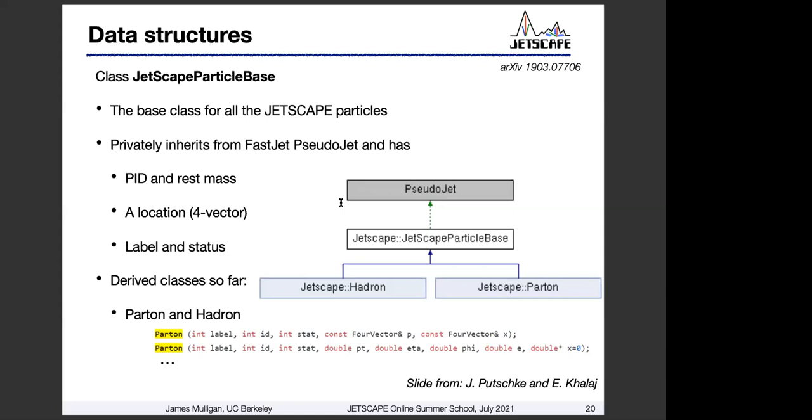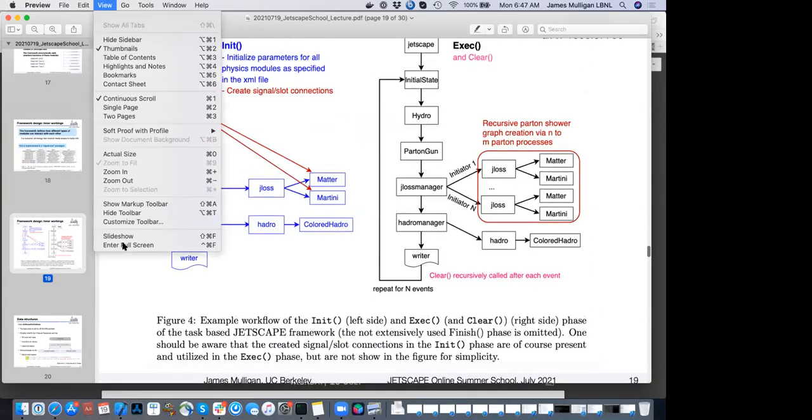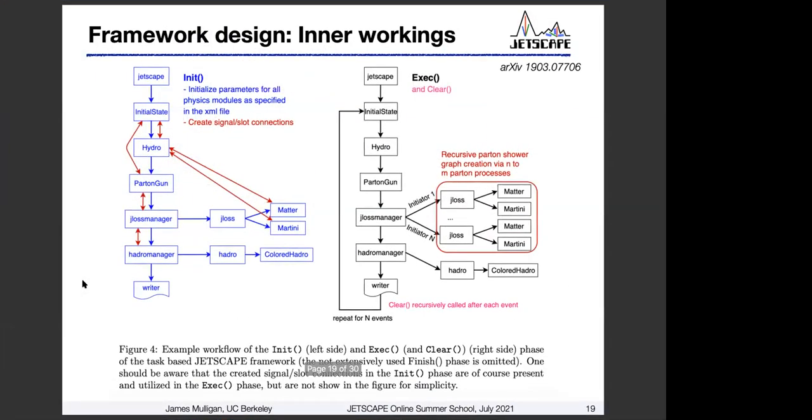My question is about the previous slide, about the initialization. I don't really understand the blue and the red arrows. So you're saying that, for example, the initial state gives information to the hydro, but also to the parton gun, which is then indicated by the red arrows, but there's also a red arrow between the initial state and the hydro. So that implies this is some form of different channel.